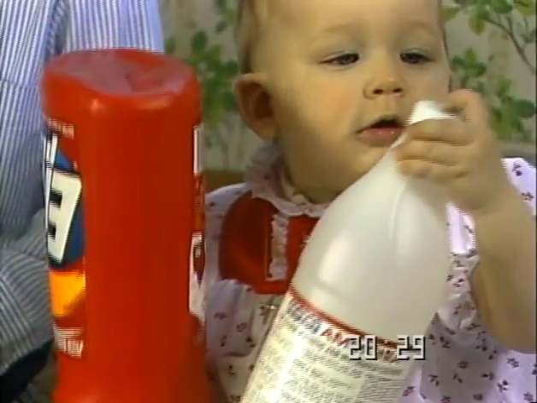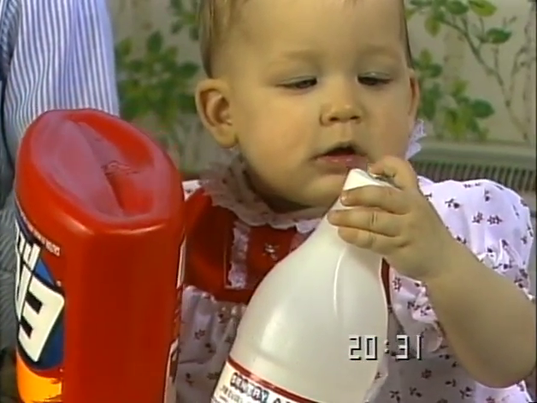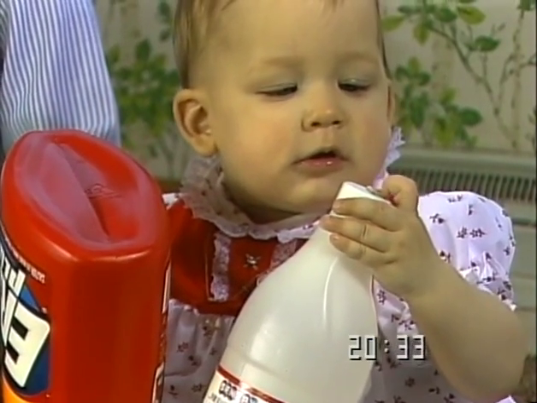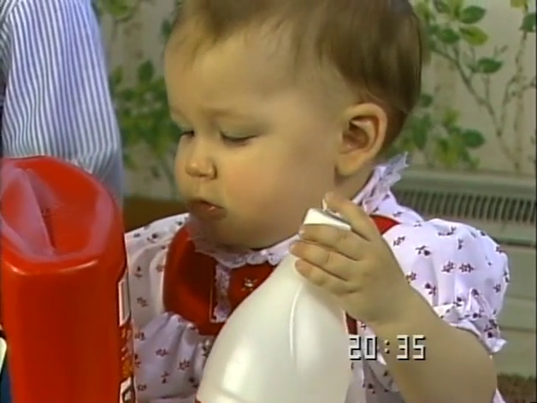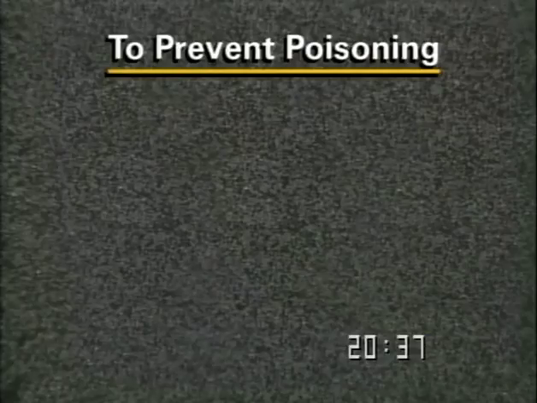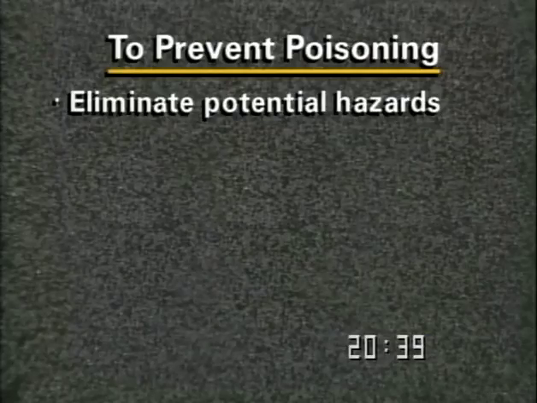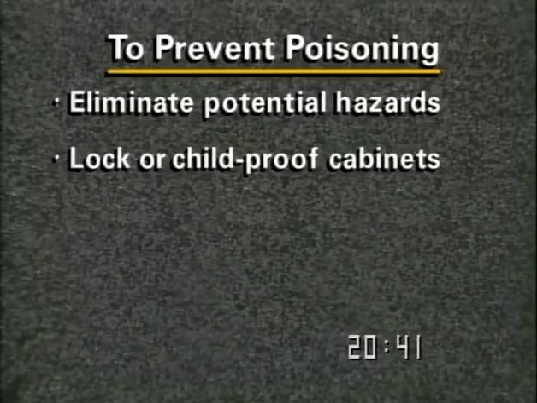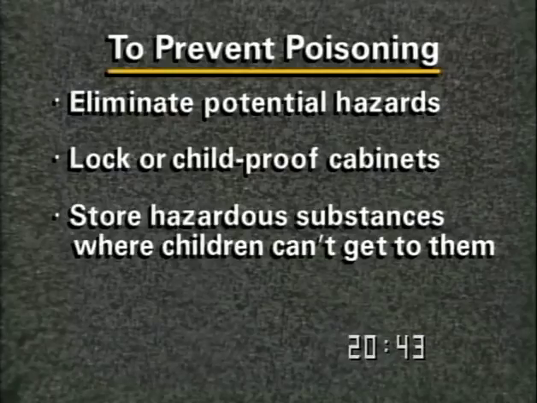Remember, small children are curious and may taste things, especially if the materials are colorful, smell nice, or come in attractive containers. To prevent accidental poisoning, we must eliminate any potential hazards. Lock or child-proof the cabinet. Better yet, store cleaning supplies, ammonia, bleach, insecticides and pesticides, paint thinners and supplies, kerosene, gasoline, and other hazardous substances and chemicals on a high shelf or in a place where children cannot get to them.